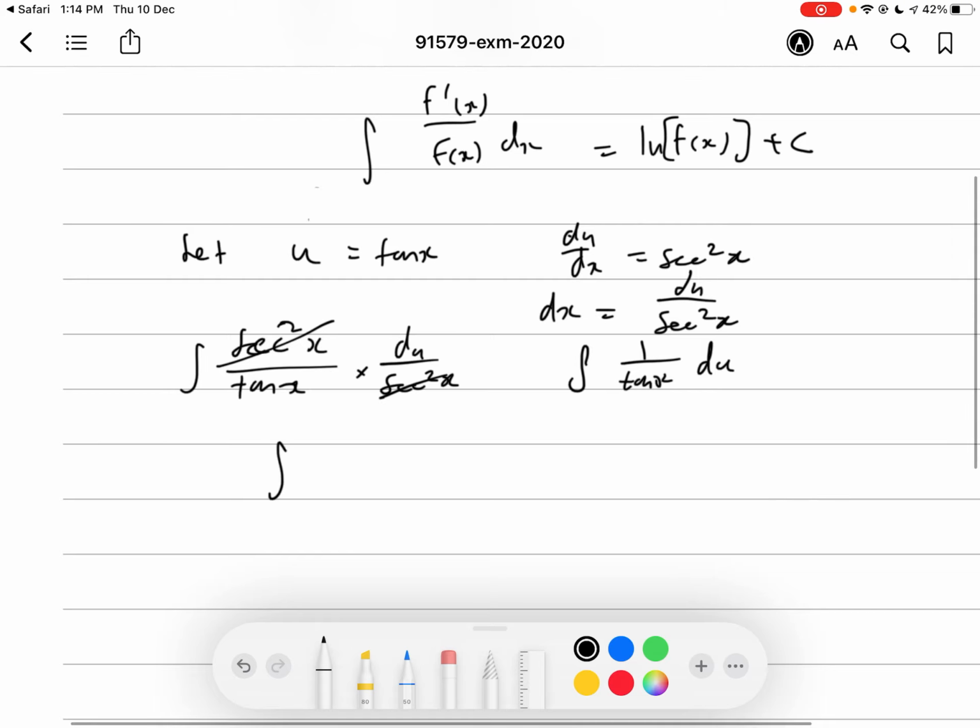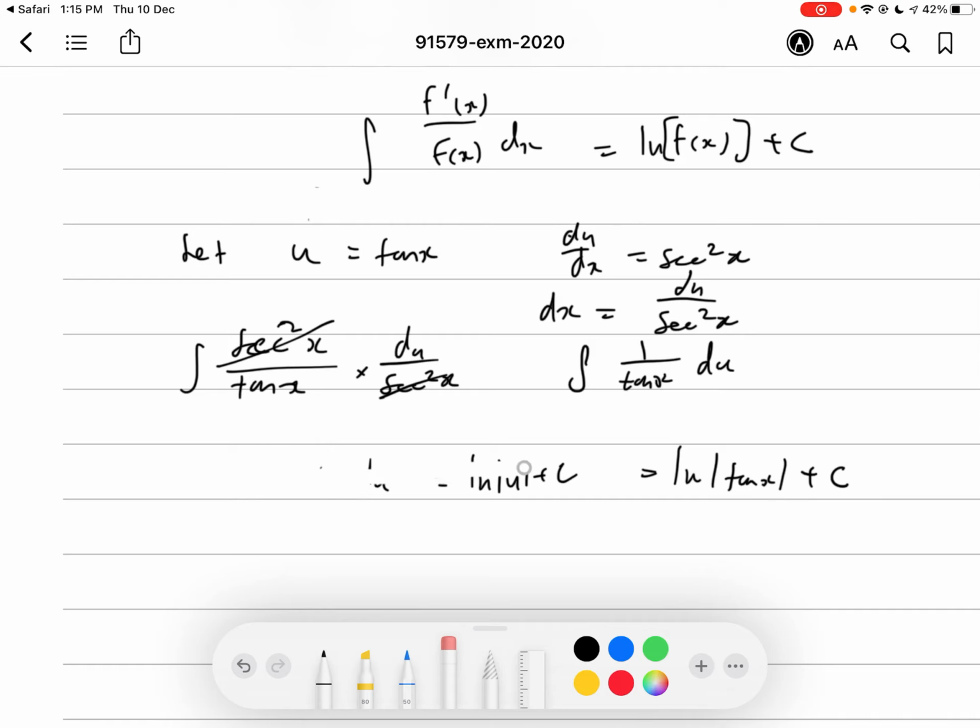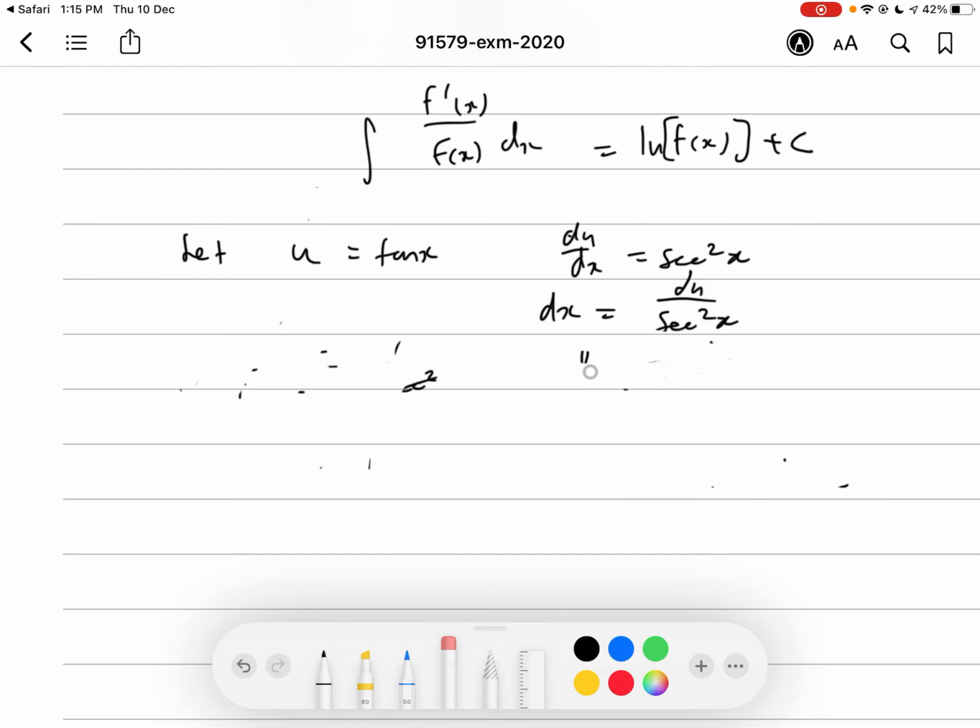But since u equals tan x, this is the integral of 1 over u du, which equals ln of u plus c, which equals ln of tan x plus c, which is the exact same result we got before. So that's another way you could have done that integral, but either way, you should be getting the exact same answer, which is ln of tan x. So we will write that one down.